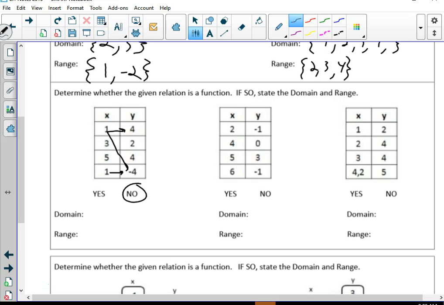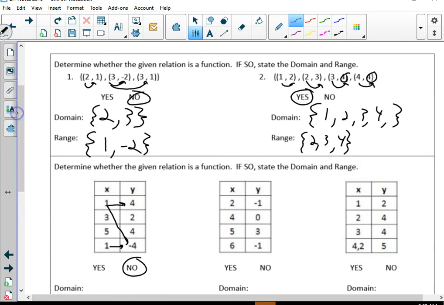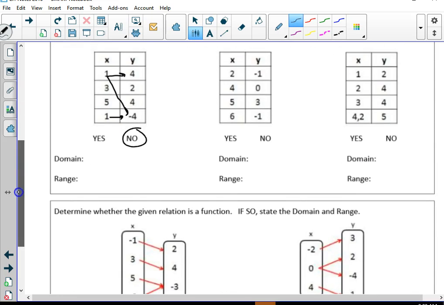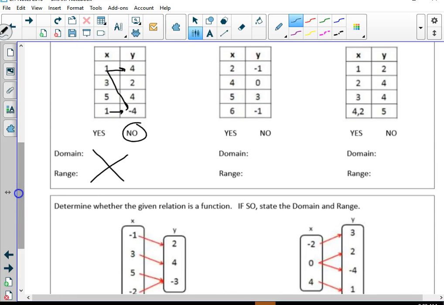Well, and I'm going to go back now. Even though I list these up here, we don't have to list them. So I'm not going to make you, I just wanted you to see how they come to the repeats. But you don't have to do the domain and range if it's not a function. Okay? So if it's not a function, you're done. Move on.